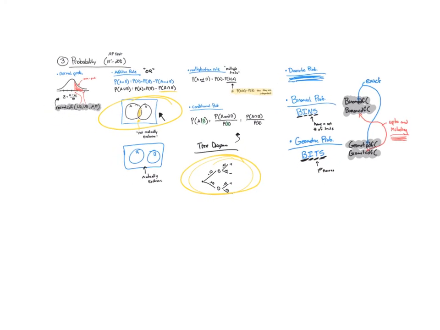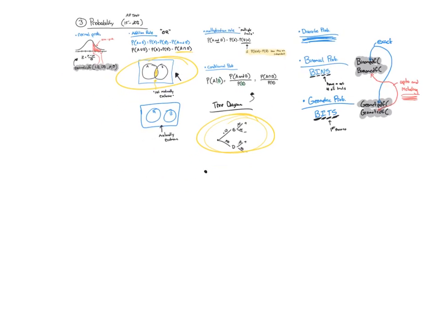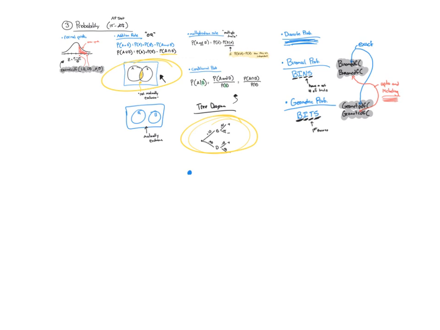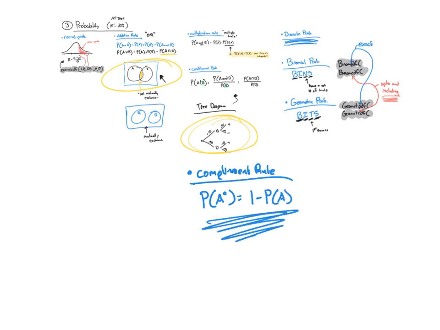All right, and what else did I miss? I just missed one other thing, our complement rule. Man, why did it take me so long? The complement rule: if I wanted to know the complement of A happening, it's going to be 1 minus the probability that A happens. This is a popular way to do it when they give you too extensive of a problem. It's a great way to do that.